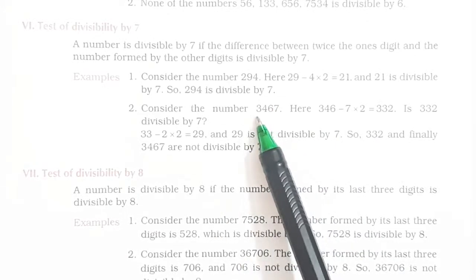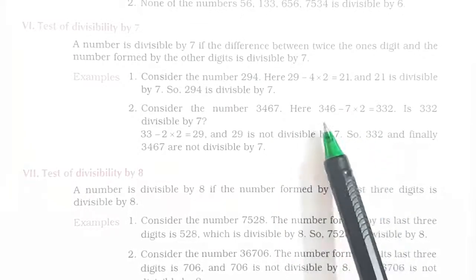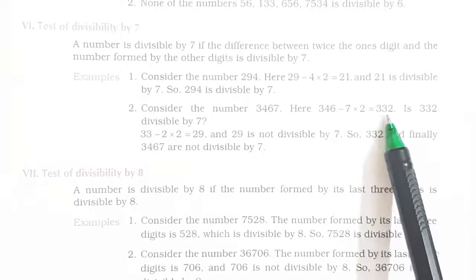So 346 minus 7 2s are 14. So the answer is 332.